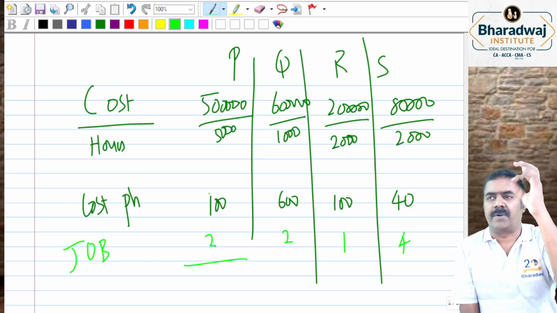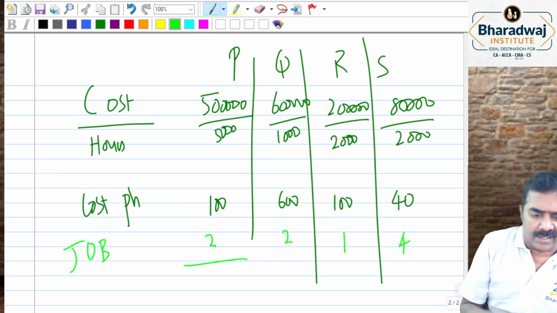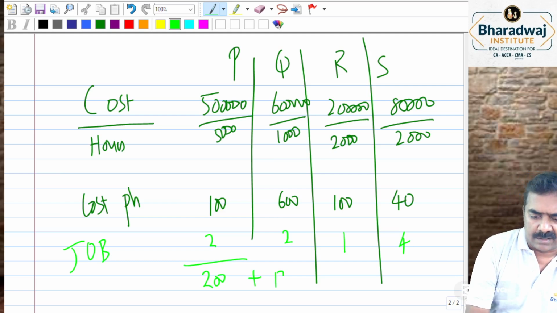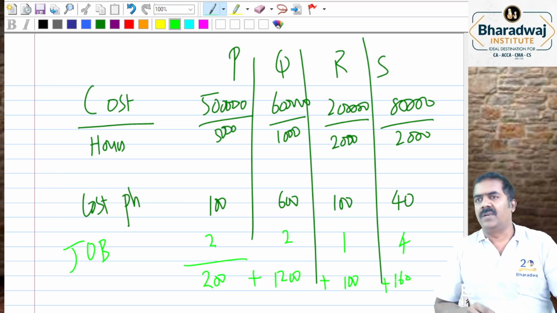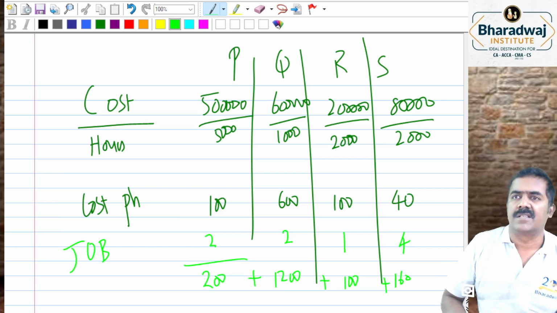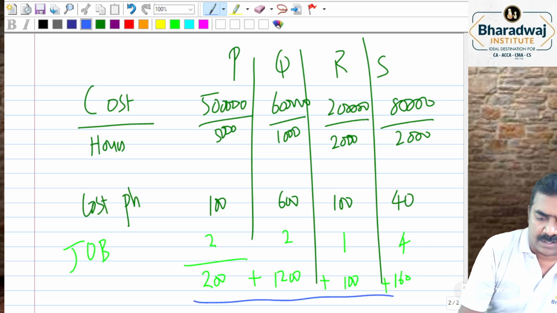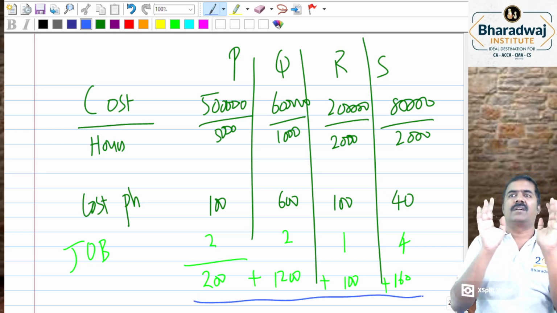What is the cost per hour of running P? 100 into 2 hours. For the customer, how much will you charge? 200 plus 1,200 plus 100 plus 160 plus 160, like that. You will add and tell, okay, this is the overhead cost. We used to assign the cost to the customer. This is called as traditional method.